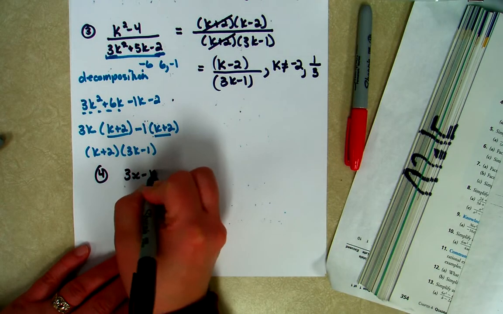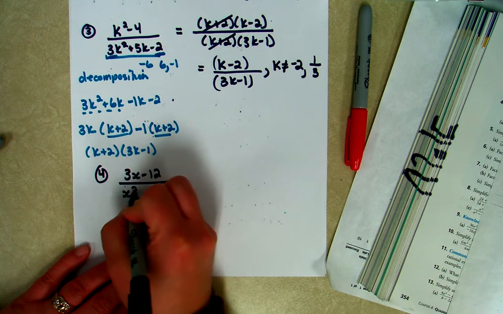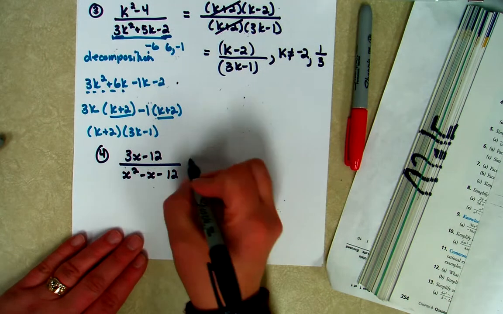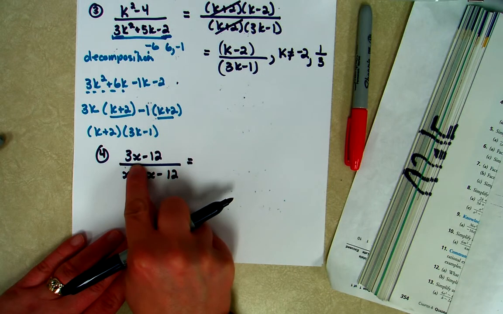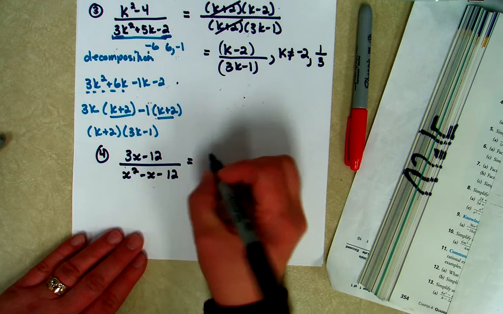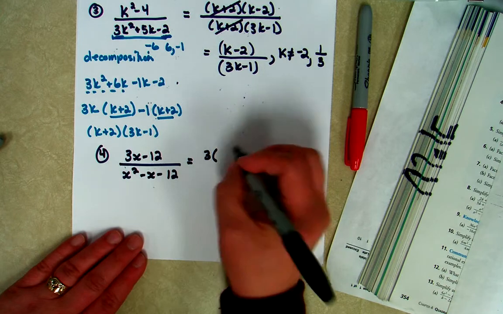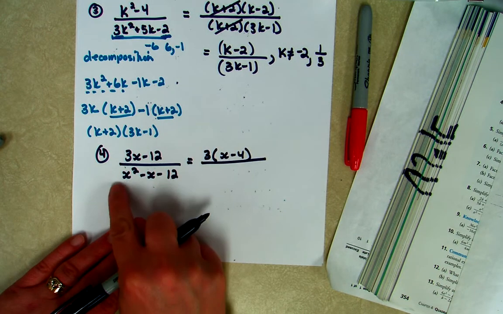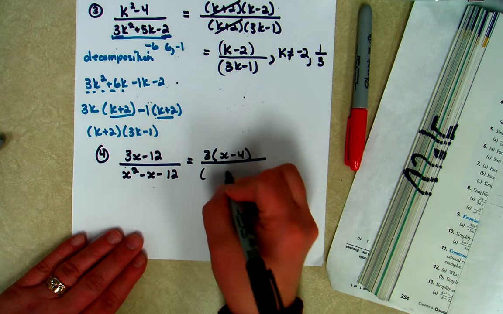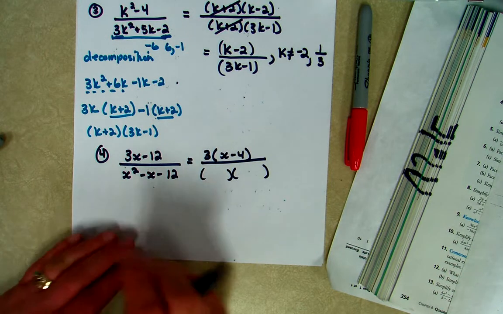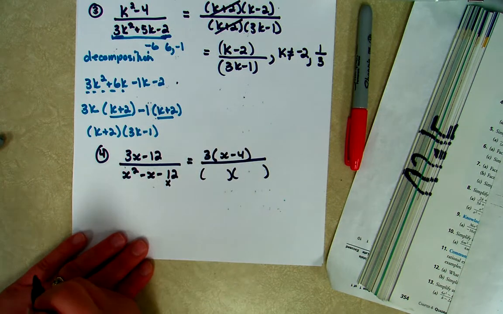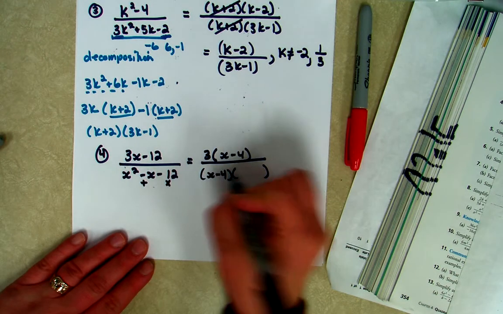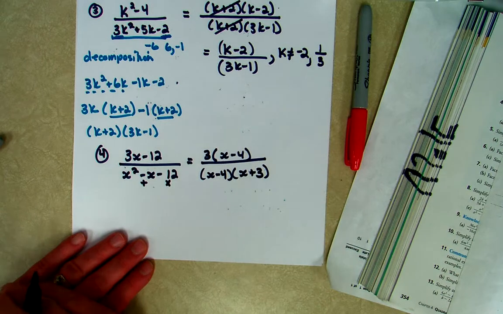So 3x minus 12 over x squared minus x minus 12. So this one's actually a little bit nicer than example 3 because the top isn't a quadratic, but I can common factor out a 3. So I get 3 and then x minus 4. The bottom is a quadratic, but because there's no number in front of the x squared, I can go right to bracket, bracket, bracket, bracket. I'm looking for two numbers that multiply to give -12 and add to give -1. So that's -4 and +3.